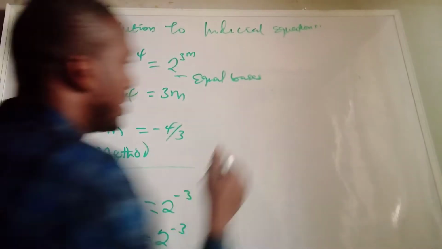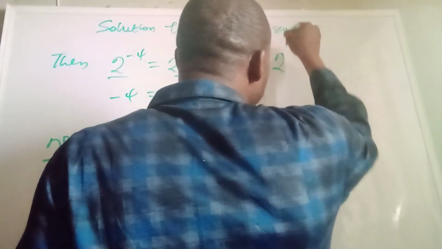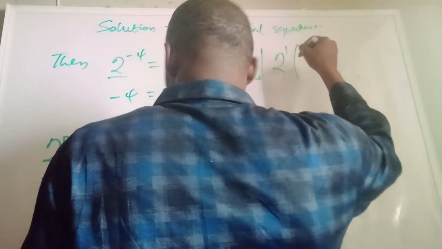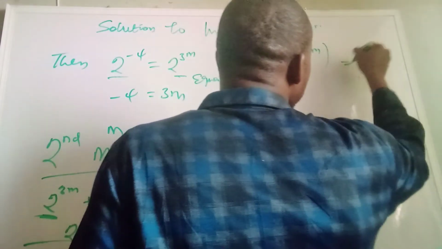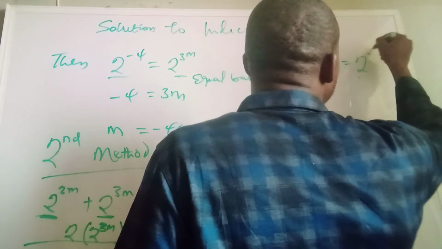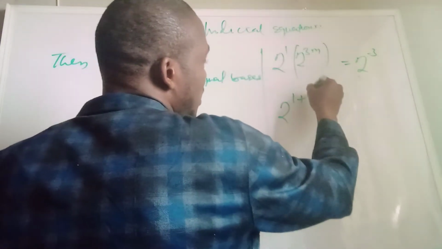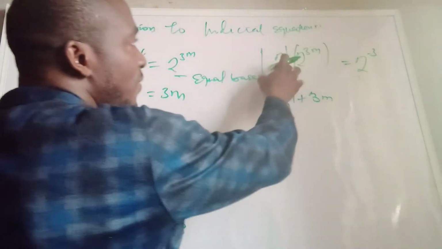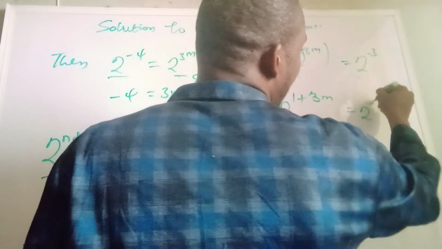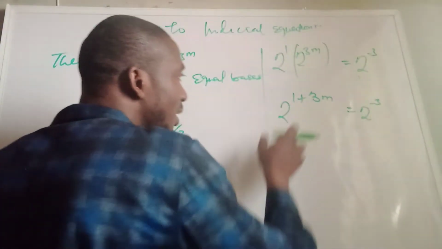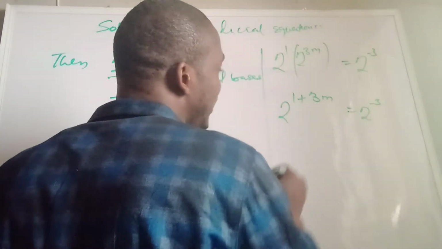Now I have this. Actually, from the law of indices, 2 is the same thing as 2 raised to power 1, and I have another one in the bracket, 2 raised to power 3m, is equal to 2 raised to power minus 3. Here I can have it like this: 2 raised to power 1 plus 3m, law of indices, is equal to 2 raised to power minus 3. Now all the bases are equal, both left and right. I can equate the index.